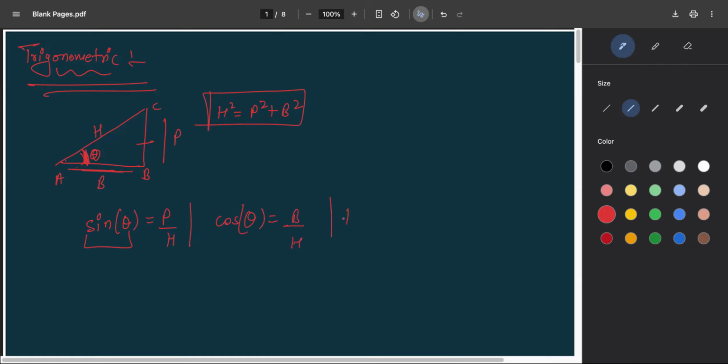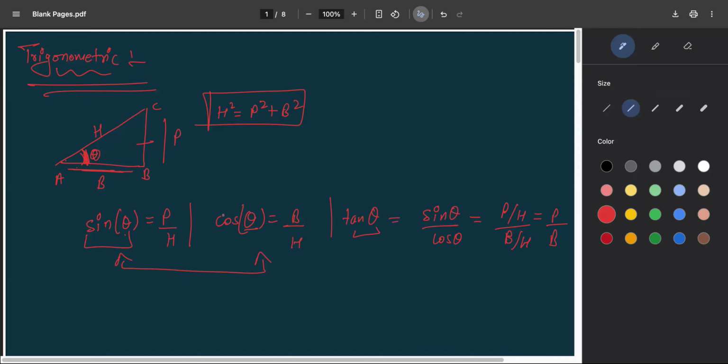And what is the last one? That is tan of theta. Tan of theta is nothing but the ratio of both of them, the ratio of the sine of that angle and the cos of that angle. Sine of theta divided by cos of theta results in perpendicular divided by h, over base divided by h, and this gives p by b.